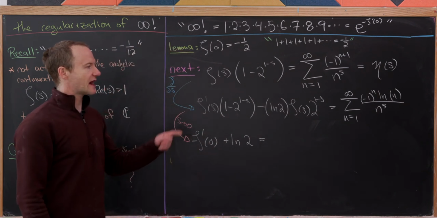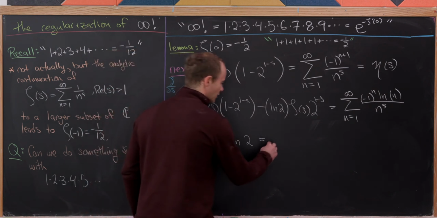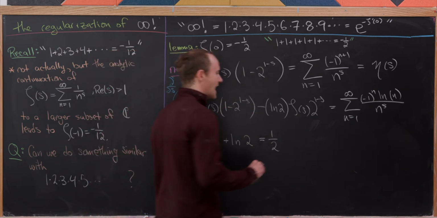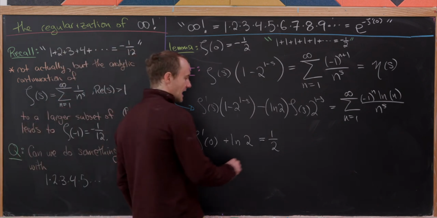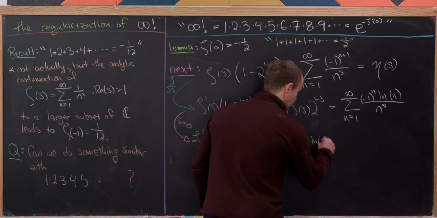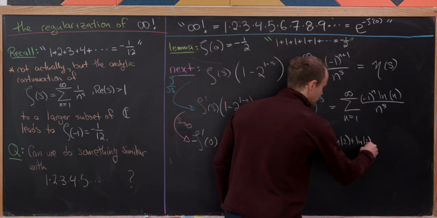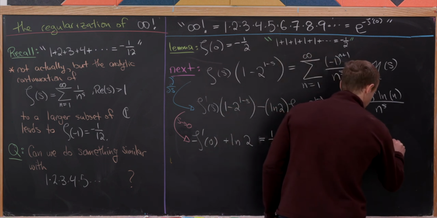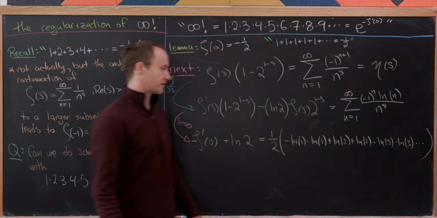Okay, great. And then, well, what do we have over here? Well, over here, we're going to have this alternating sum of natural logs, but I'm going to write it in kind of a crazy way. I'm going to multiply it by 1/2, and then I'm going to double every term. And now it's going to look like this. We're going to have minus natural log of 1 minus natural log of 1 plus natural log of 2 plus natural log of 2 minus natural log of 3 minus natural log of 3, and so on and so forth.